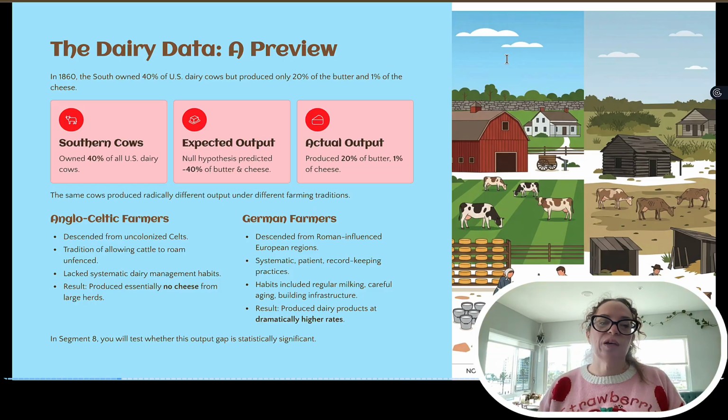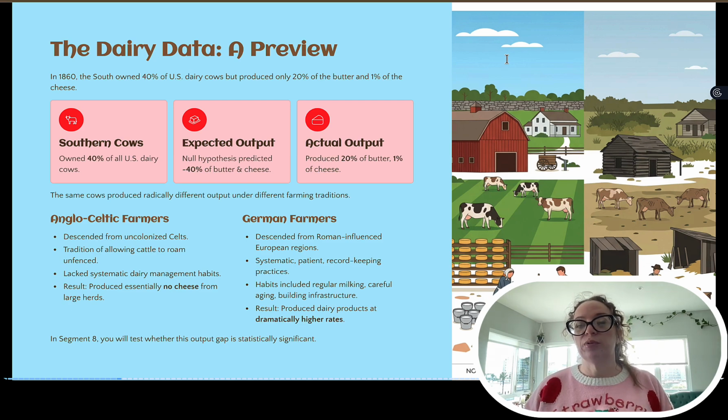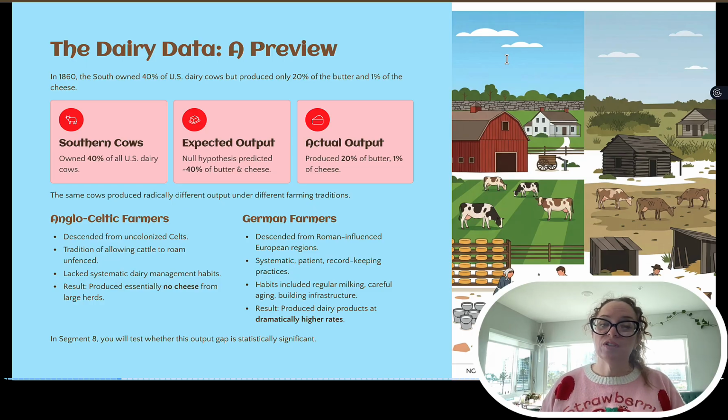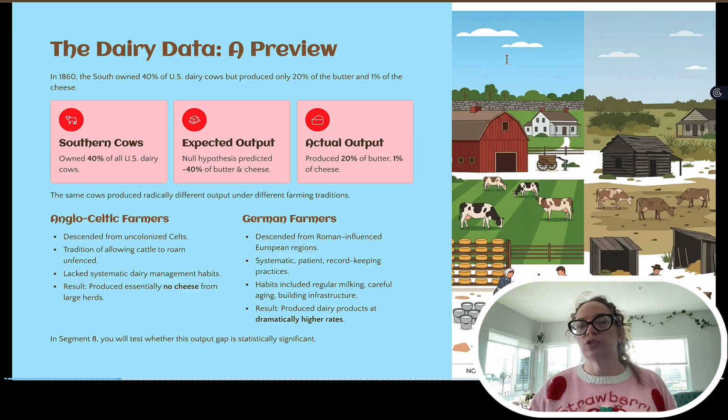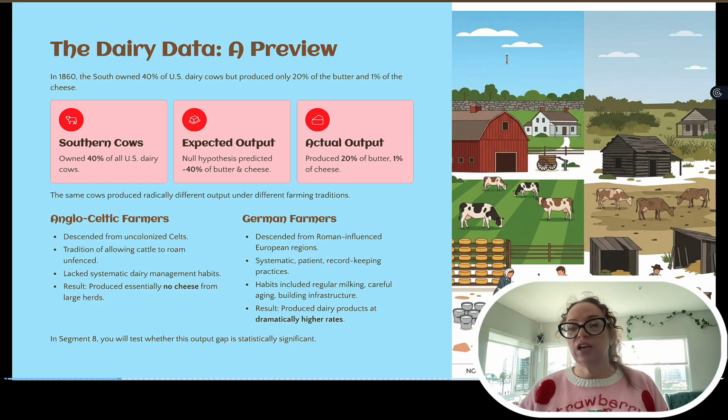So just another example of the difference between the two, and you can see the Roman influence in the north versus the south. And later on in this chapter, you are going to test whether that dairy output gap is statistically significant. You're going to put those numbers into a contingency table. You're going to calculate expected frequencies. You're going to run the formula, and you're going to determine whether the departure from independence is too large to just attribute to chance. So keep this picture in mind when we get there. 40% of the cows, 1% of the cheese, and the same cows in the hands of German farmers producing completely different results.